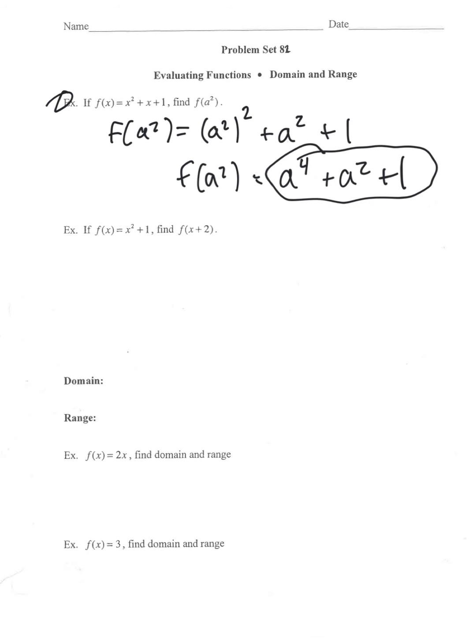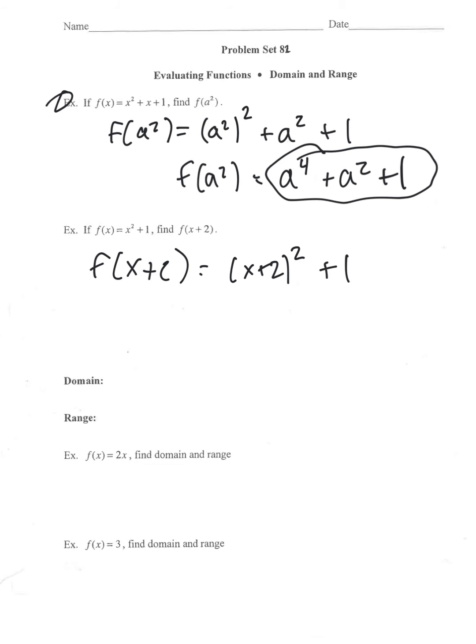Let's take a look at a slightly more complicated example, but really not that much. This time we have f of x equals x squared plus 1, and we're asked to find f of x plus 2. So once again, we're going to take that x plus 2, and we are going to substitute it in for x. So f of x plus 2 is equal to, well, we got to make sure it's in parentheses when we plug it in, x plus 2 all squared plus 1.